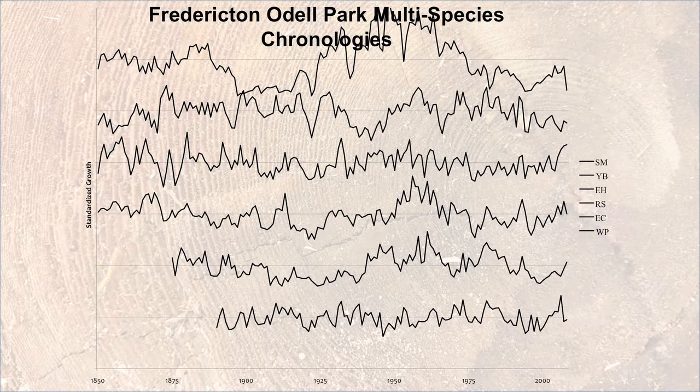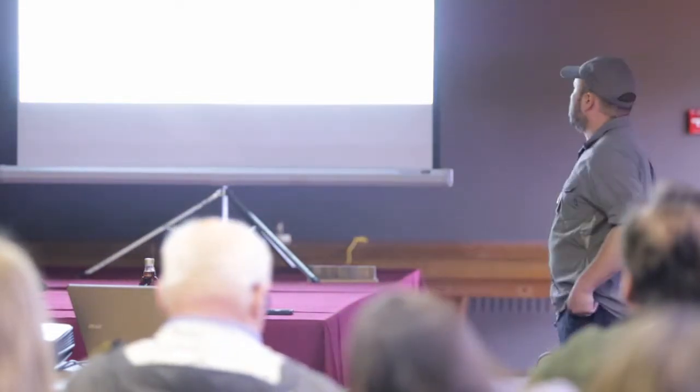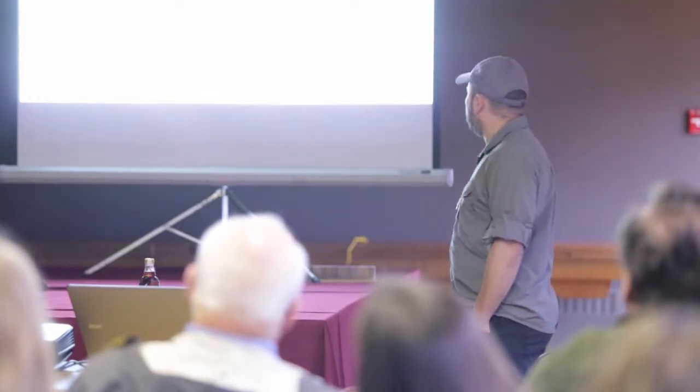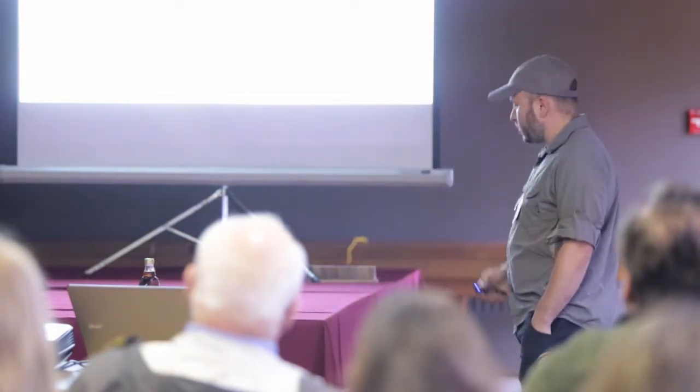These are chronologies from Fredericton at Odell Park, where 6 different species were sampled. This is a good example of multiple species picking up a different signal in that environment. We don't see a lot of interrelatedness, even though they're from the same forest. There's not really a shared signal across the species. So you get an idea of why you need to look at different species in order to reconstruct different environmental signals.